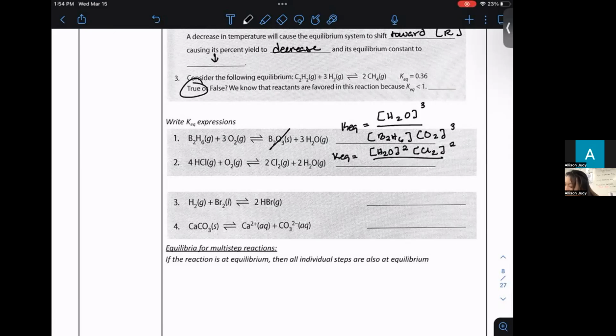reactants raised to their stoichiometric coefficient, HCl to the fourth. What do we call that when it's raised to the fourth? To the fourth, not quadrupled or quartet.